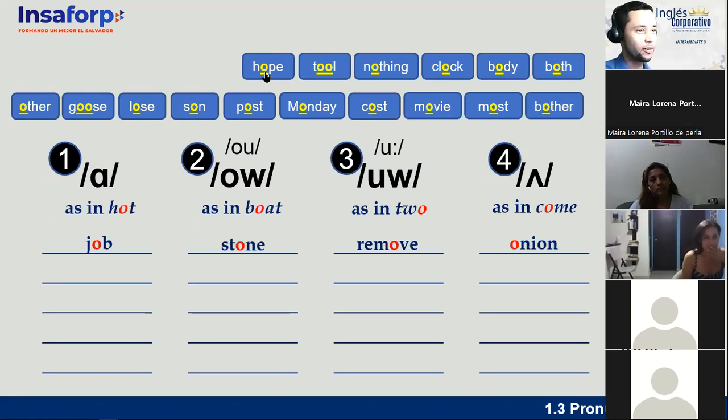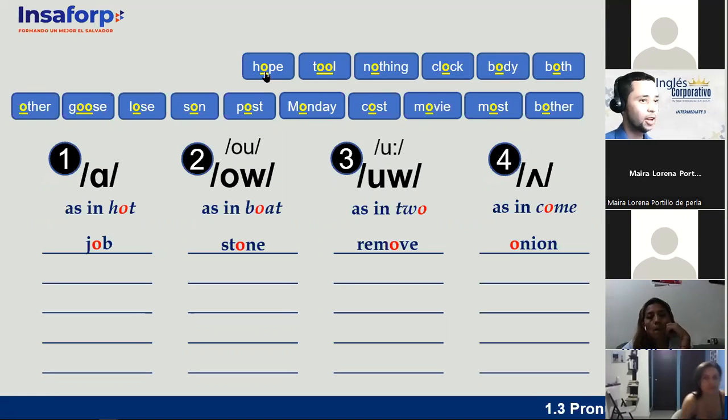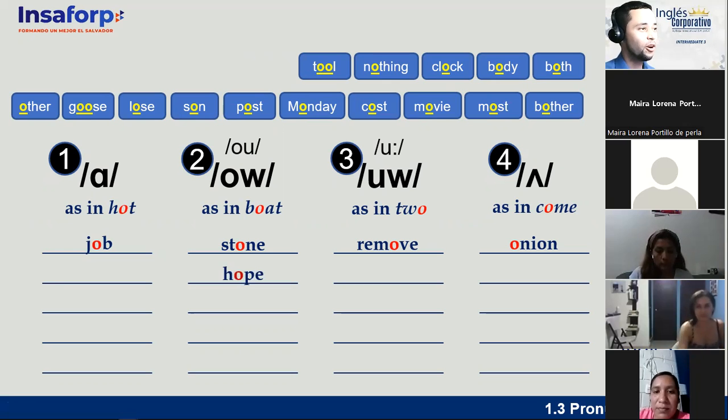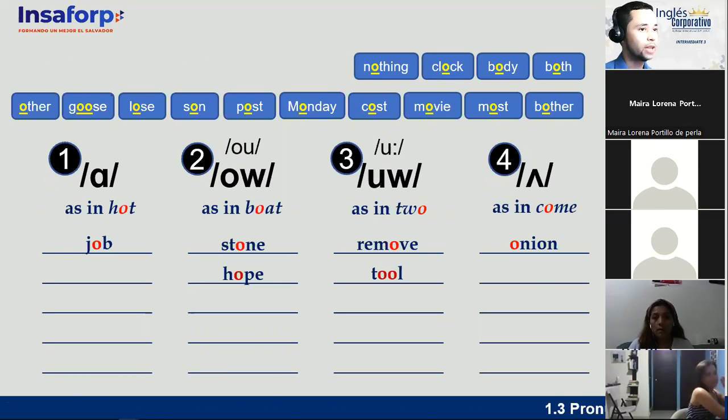What about the next word? Okay, you can participate right here. Hope. Which column is that? Number 2. Column two. That is correct. Okay, what about the next one? Two. This one is easy. Rodrigo. Number three. Correct. Very good. Okay. Next one. Don't be shy. Number four. Okay. That is good. It's correct. It's number four. Great. What about the next one?